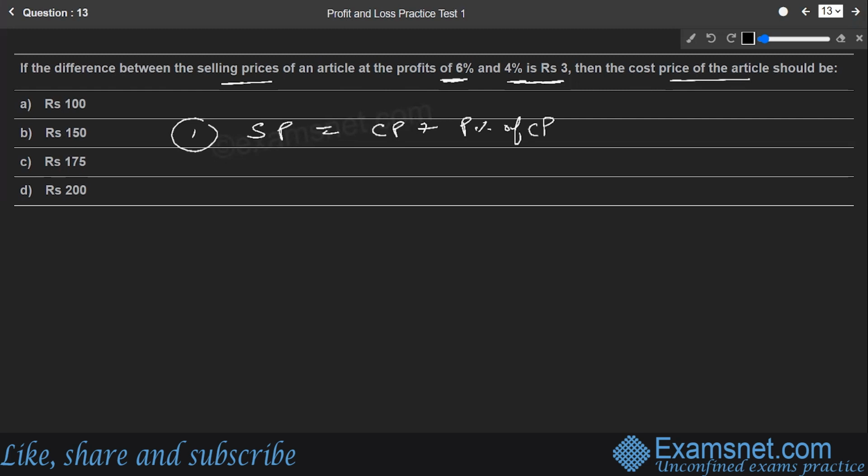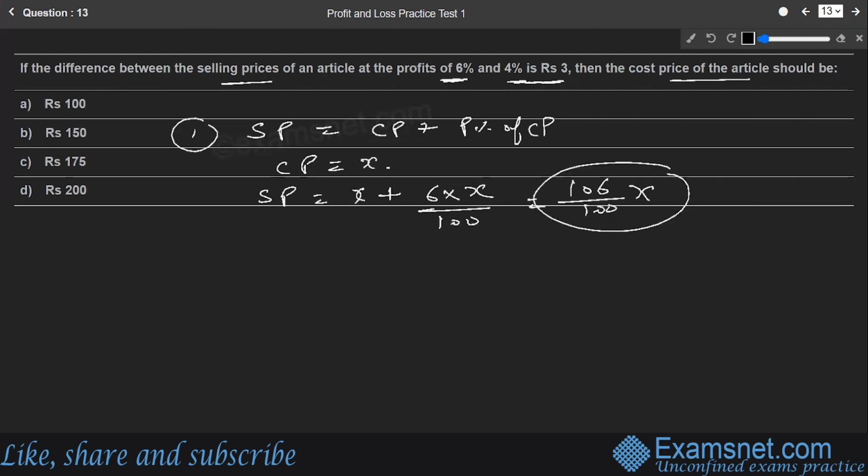Okay, so let us begin the question like, let the cost price be x, so the selling price should be how much? x plus, in the first deal the profit has been 6%, so 6% of x, that is 6x upon 100, that is nothing but 106 upon 100 into x. That is the first deal selling price, 106x upon 100.